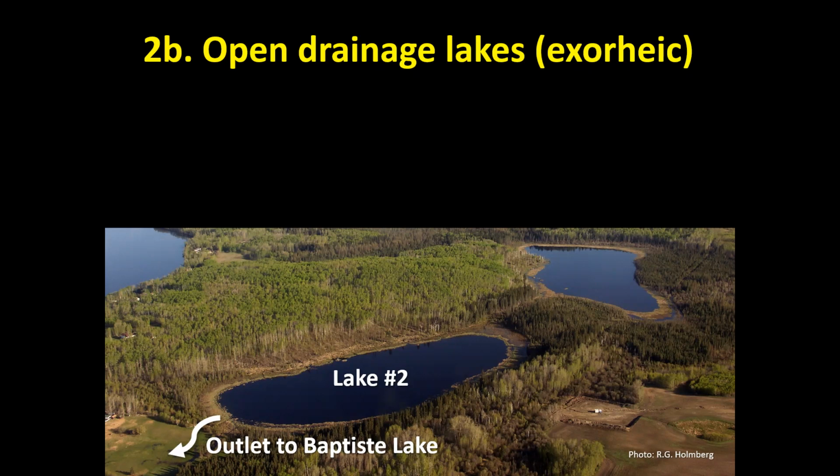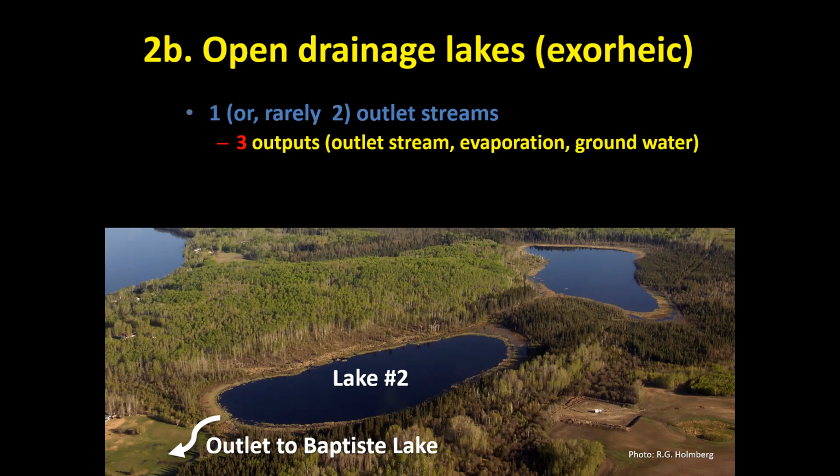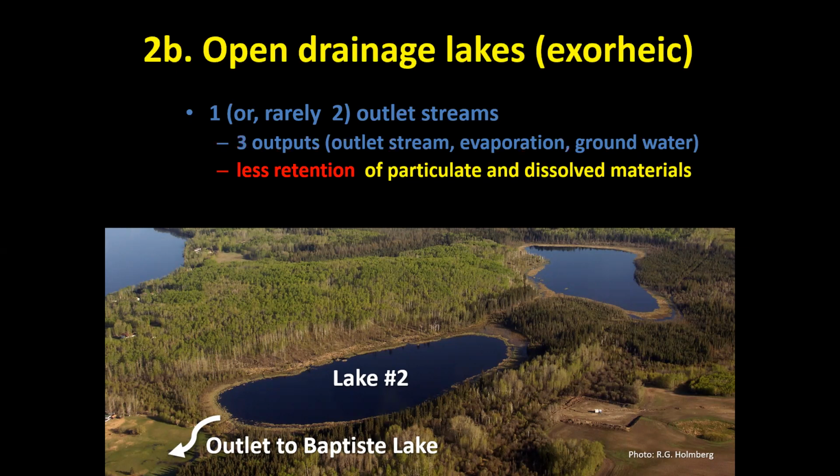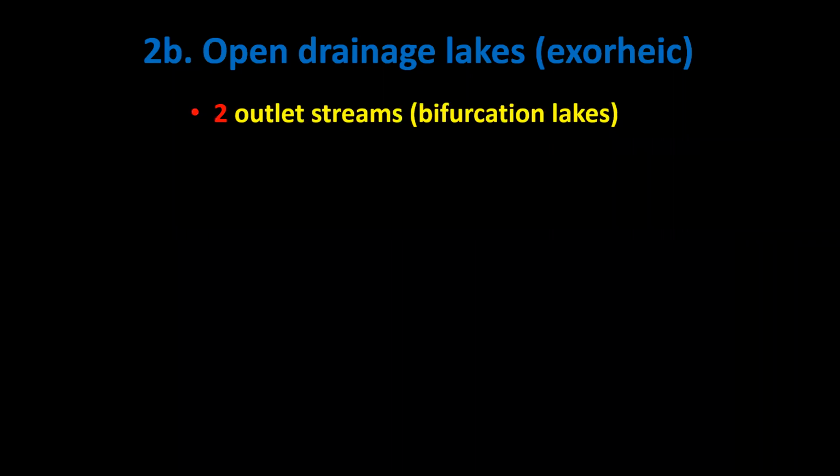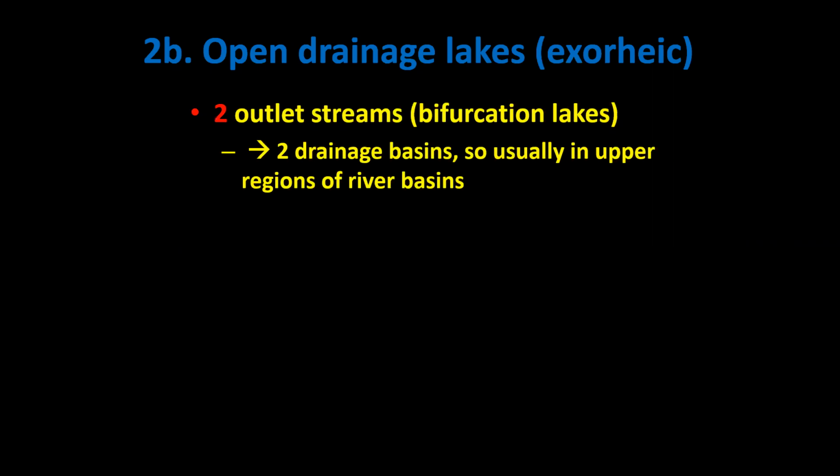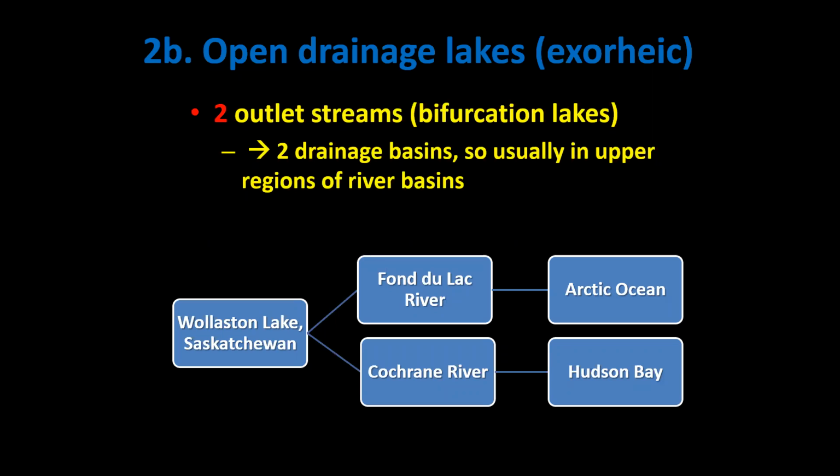Okay, now we'll move on to lake number 2. This is an example of an open drainage lake, and it's got one kind of outlet. So it's got the 3 outputs: the outlet stream, evaporation and groundwater. So there's less retention of particulate and dissolved materials. Once in a while, you have open drainage lakes that have 2 outlet streams, called bifurcation lakes, and they're usually found in the upper regions of basins, and they lead into 2 drainage basins. An example is Wollaston Lake in the province of Saskatchewan, which has the Fond du Lac River, which flows into the Arctic Ocean, and the Cochrane River, which flows into Hudson Bay. But these are, as I say, a very rare type of lake.